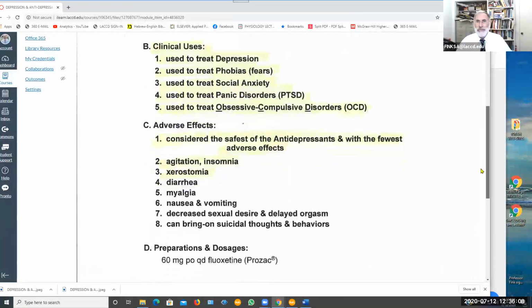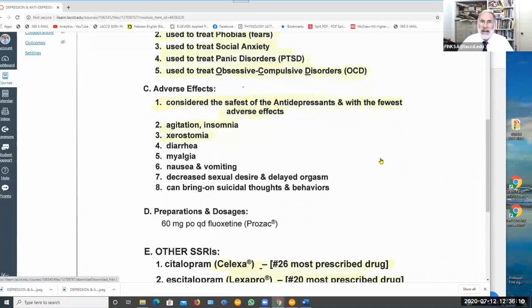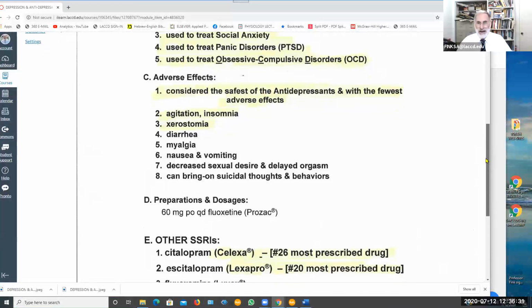The adverse effects are few. That's why they are so commonly used, because they have the fewest side effects. One of the side effects can include agitation and insomnia, and they do cause xerostomia. You should know these couple that I've highlighted, but we won't test you on the other side effects of the SSRIs.